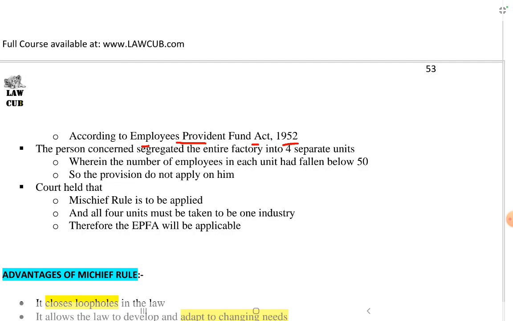The person concerned segregated the entire factory into 4 units, wherein the number of employees in each unit had fallen below 50, so the provision does not apply on him. The court held that the mischief rule is to be applied and all 4 units must be taken to be one industry. Therefore, the Employees Provident Fund Act will be applicable.